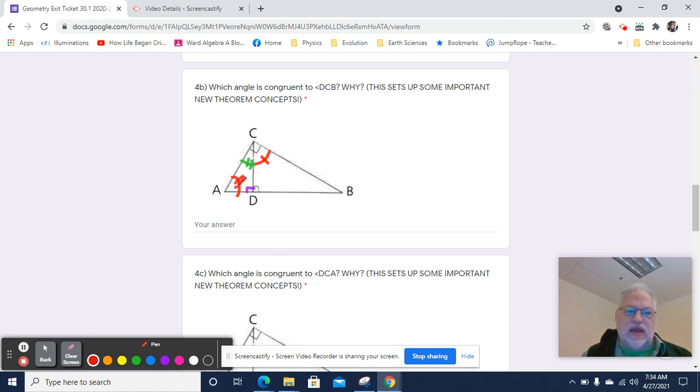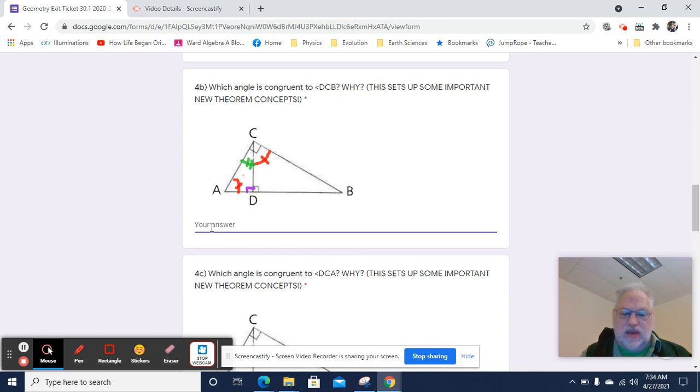So angle A, oops, I messed that up a little bit. Hang on, let me fix that. Let me redo that. So angle A is complementary to angle ACD, which in turn is complementary to angle DCB. And if that's the case, then angle A is congruent to angle DCB, because they are both complementary to the same angle.